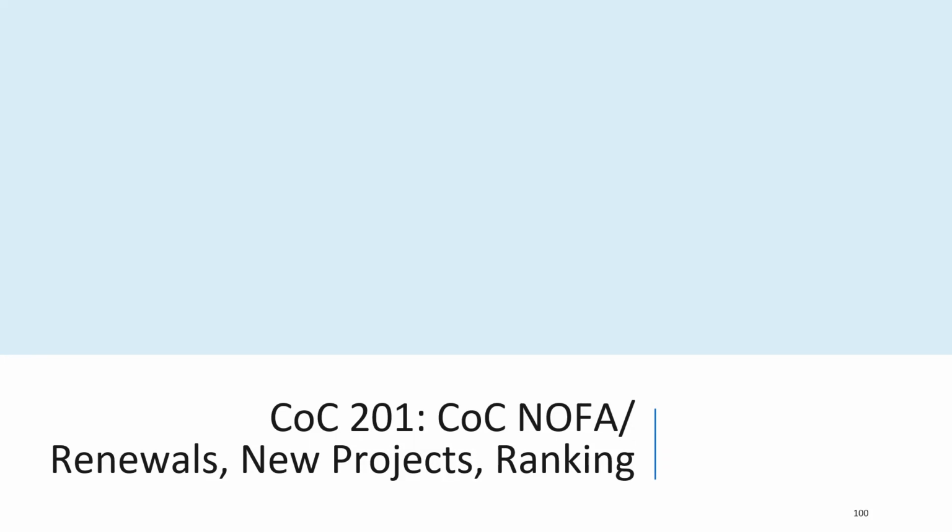This module is going to focus again on the CoC NOFA, but specifically about renewals, new projects, and ranking. We mentioned in a previous module that the CoC NOFA has two major parts. One is the CoC consolidated application, which is the application that the CoC is submitting to HUD, made up of narratives and attachments, basically showing HUD what the CoC has been doing over the past year to address homelessness. And then the other big part of the CoC NOFA is your priority list, which is made up of your renewals, your new projects, and your ranking. So let's break down what the priority list is and what you need to know about renewals, new projects, and ranking.